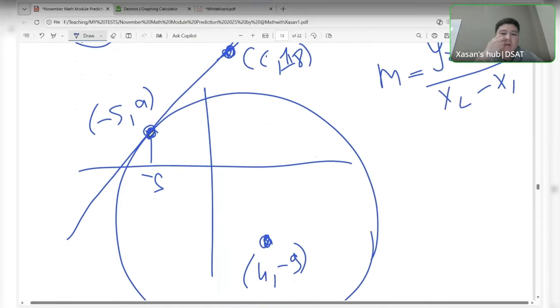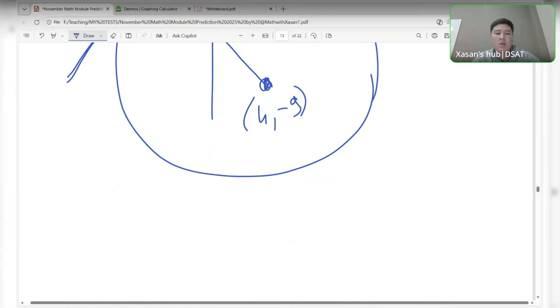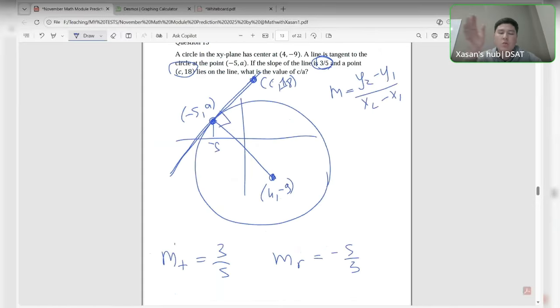So how? To find the value of a, guys, when the radius and the tangent line intersect, they create a 90-degree angle, the right angle. So they are now perpendicular. And we know the rule to be perpendicular, right? The product of the slopes must be -1. The slope of the tangent line is 3/5 now, so the slope of the radius must be -5/3. That's all, guys. Here we only use the slope formula. The slope of the radius is -5/3.